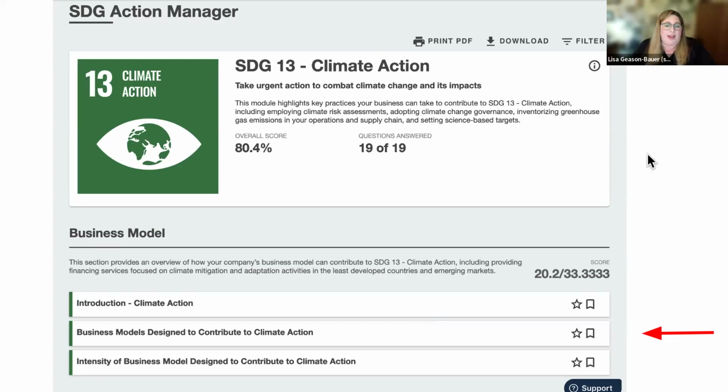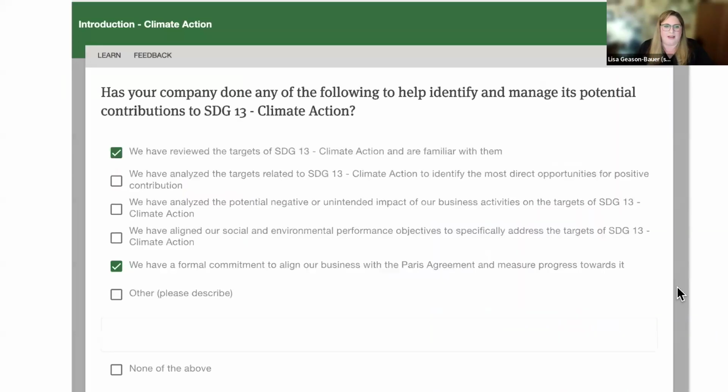Okay, so here's what the Action Manager tool looks like. It shows up here the overall score and the number of questions answered. And what I like down here is that it helps you to think about business models designed to contribute to climate action. If you were to click this, you'd learn more about what those models could look like. So it's very educational, and I like that because it helps us all to understand and, again, continue our learning journey.